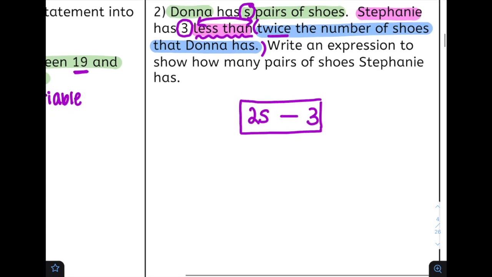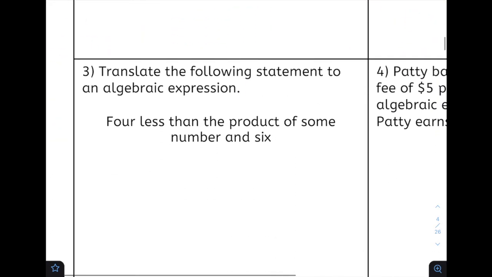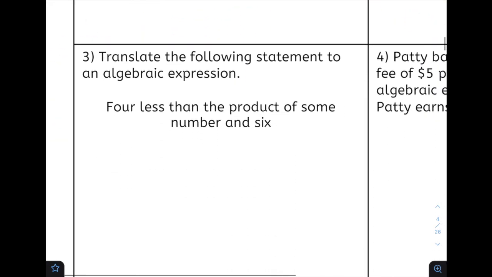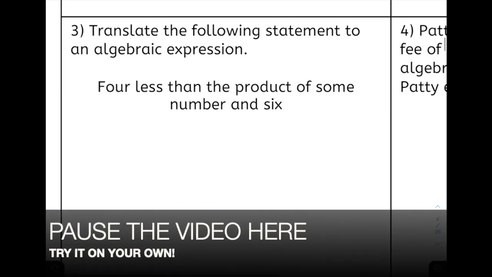Okay, let's try number 3. For number 3, try this one on your own. Pause the video here and check back after you try it.